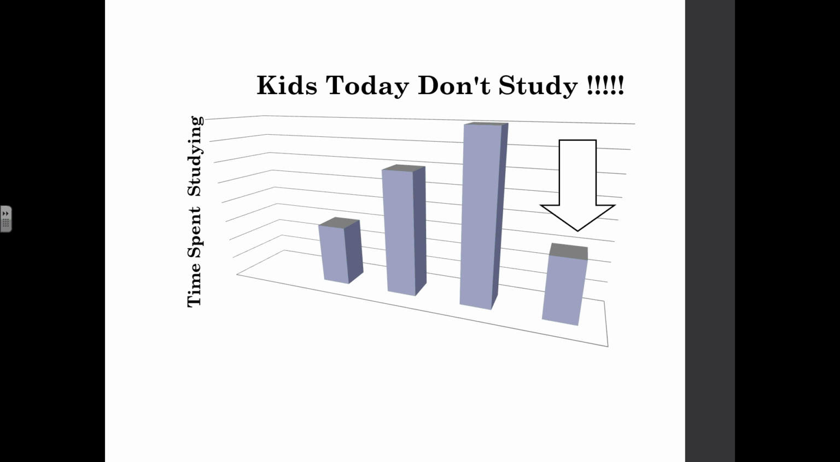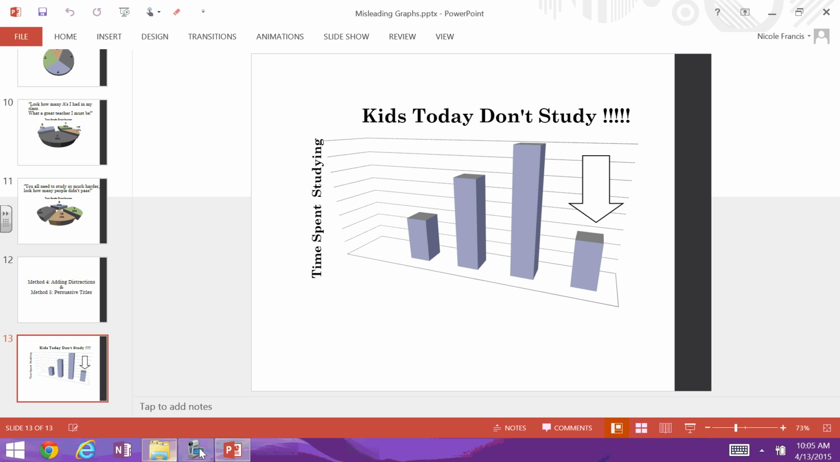This is a very inaccurate graph. It has no scale whatsoever. It's 3D, and it has distracting elements. So that's all I have about distractions and axis manipulations.